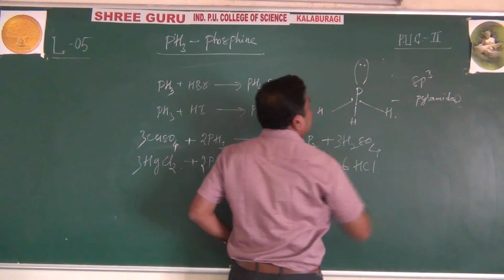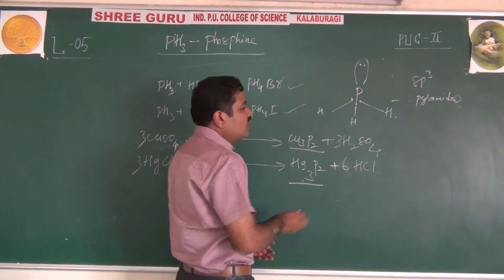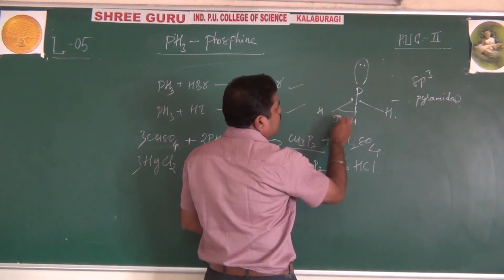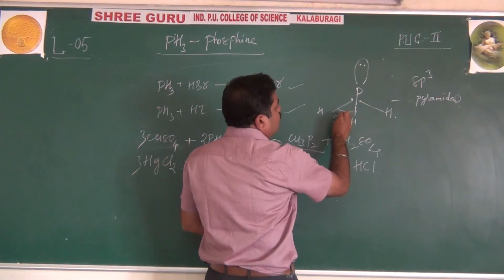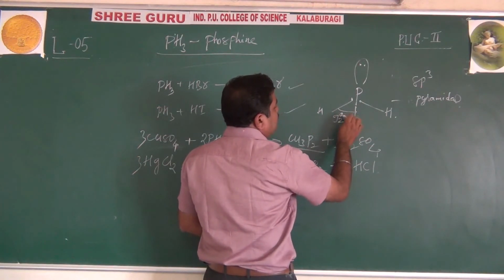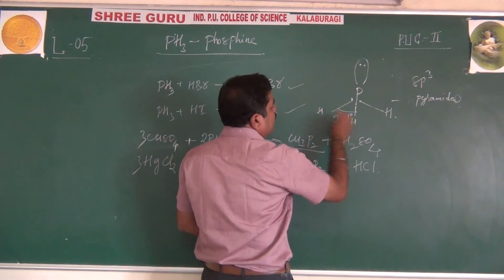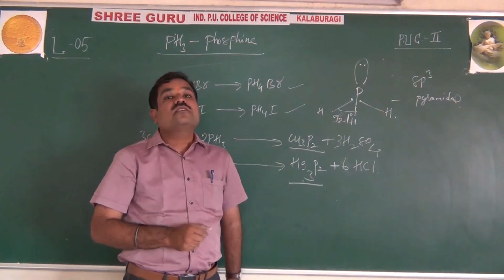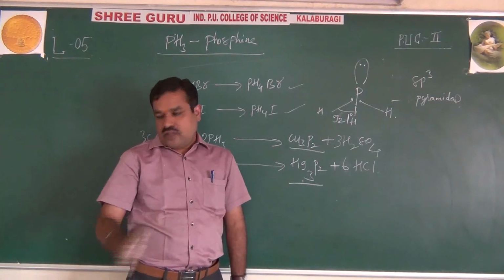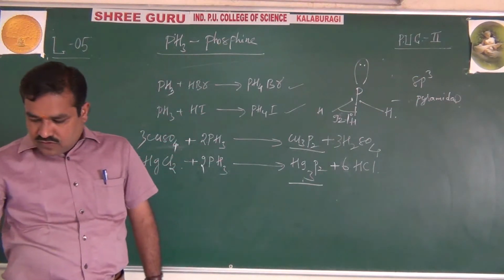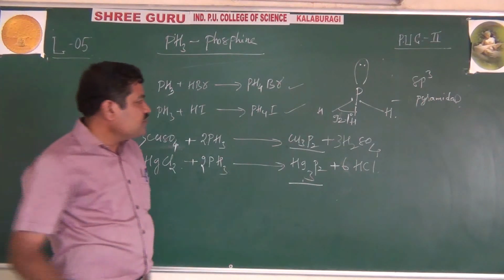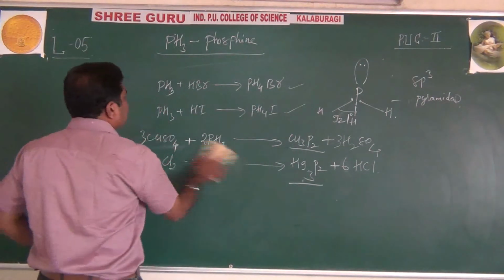Trigonal pyramidal structure due to one lone pair. The bond angle is very small because of the less electronegative central atom, and the hydrogen... 92.1 degrees. 92.1 degrees, right? Remember, especially for CET, but not for theory. That's about phosphine. Now, coming to another compound.